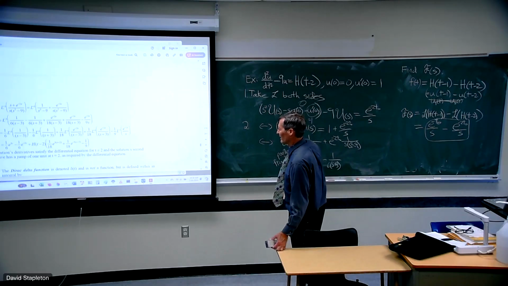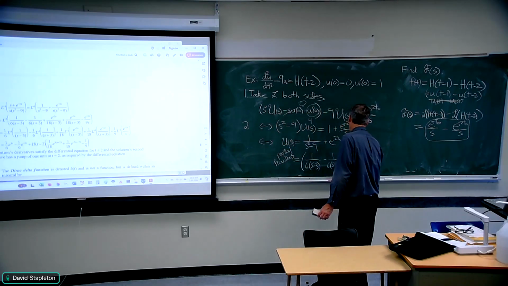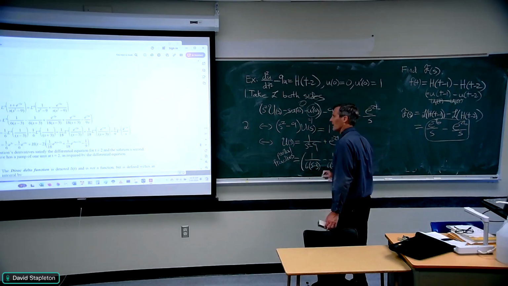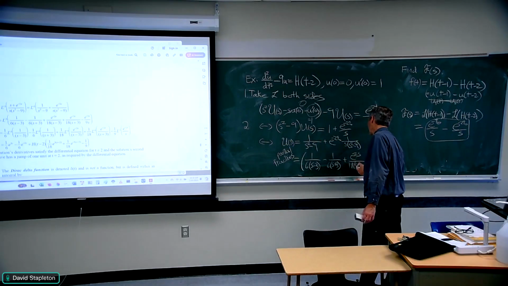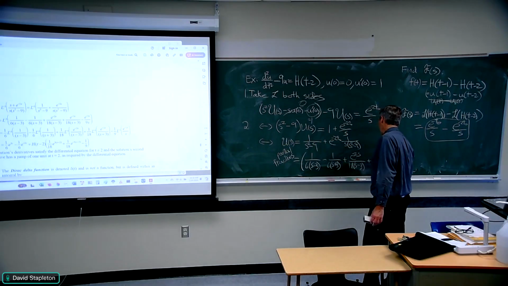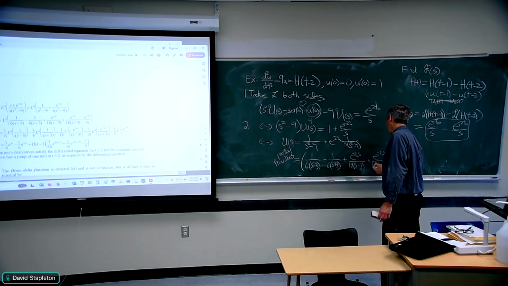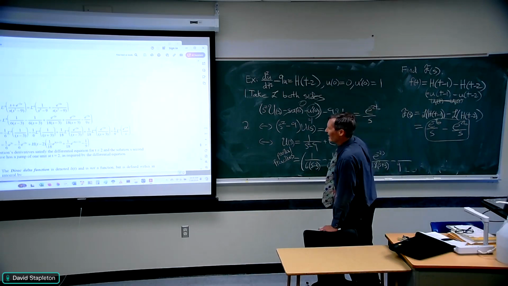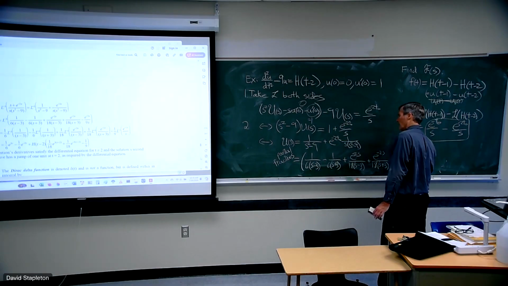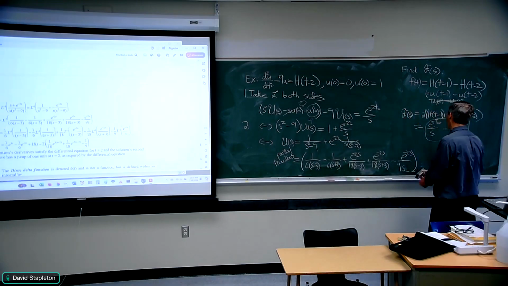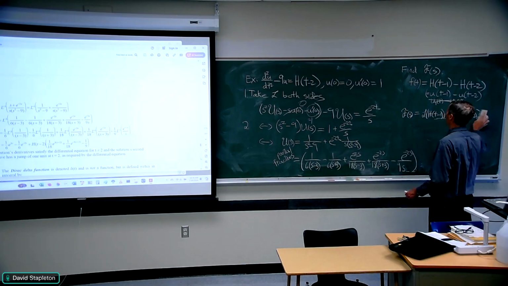And then plus e to the minus 2s over 18 times s minus 3, plus e to the minus 2s over 18 times s plus 3, minus 1 over 9s times e to the minus 2s. Okay, so there's the transform of the solution. Now we just have to inverse transform each of those terms.